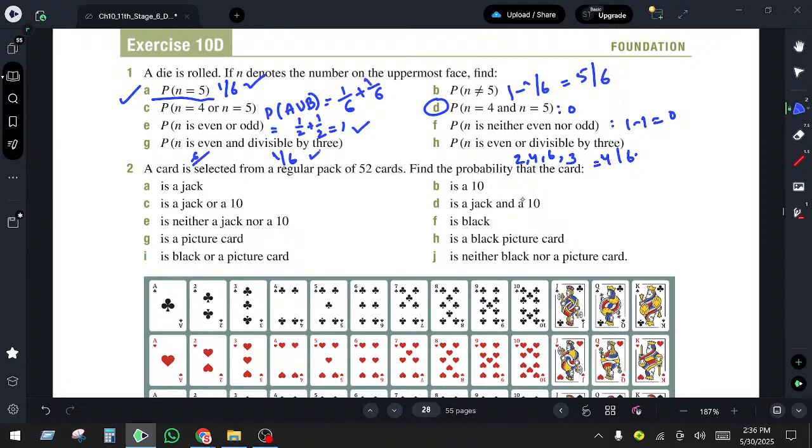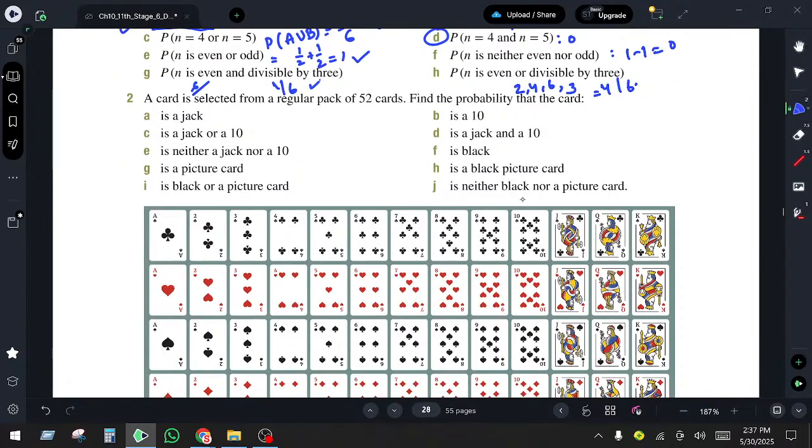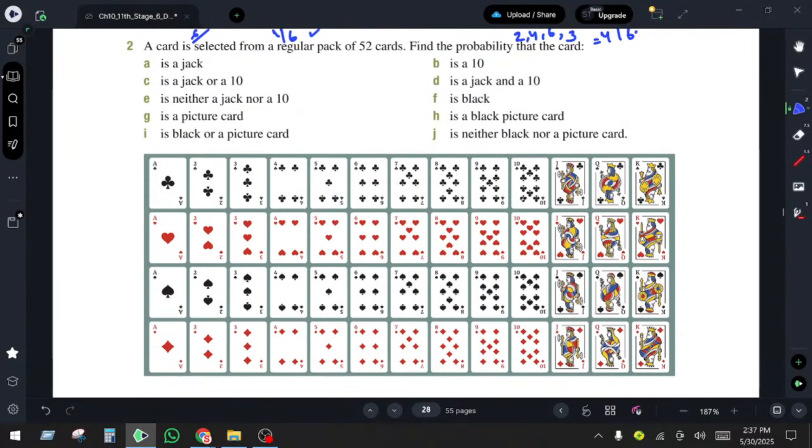Can you go to the next question? A card is selected from a regular pack of 52 cards. Find the probability that the card is a jack. How many jacks are here? 4, so 4 by 52. Next, A is a 10. 10 is 4 by 52.